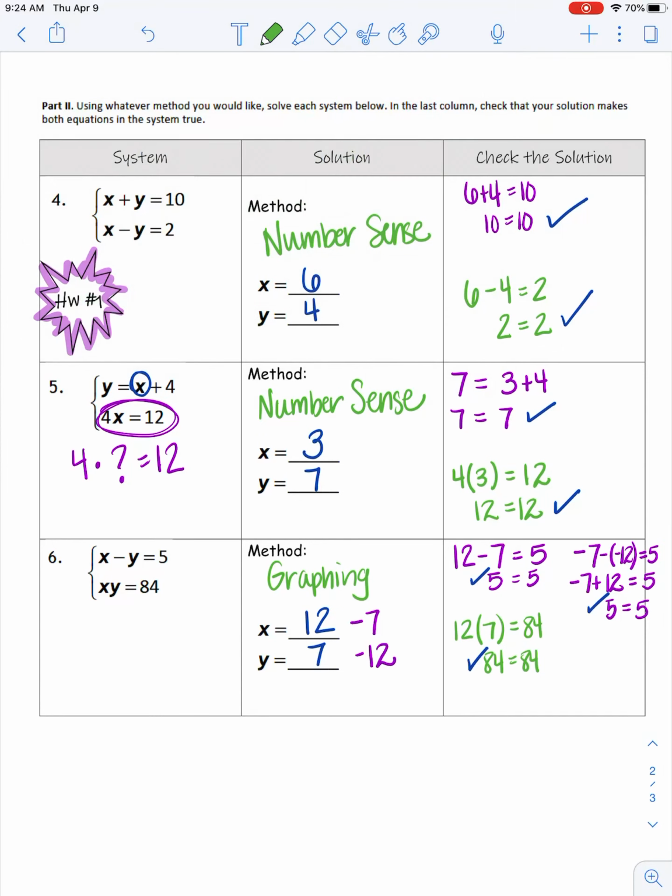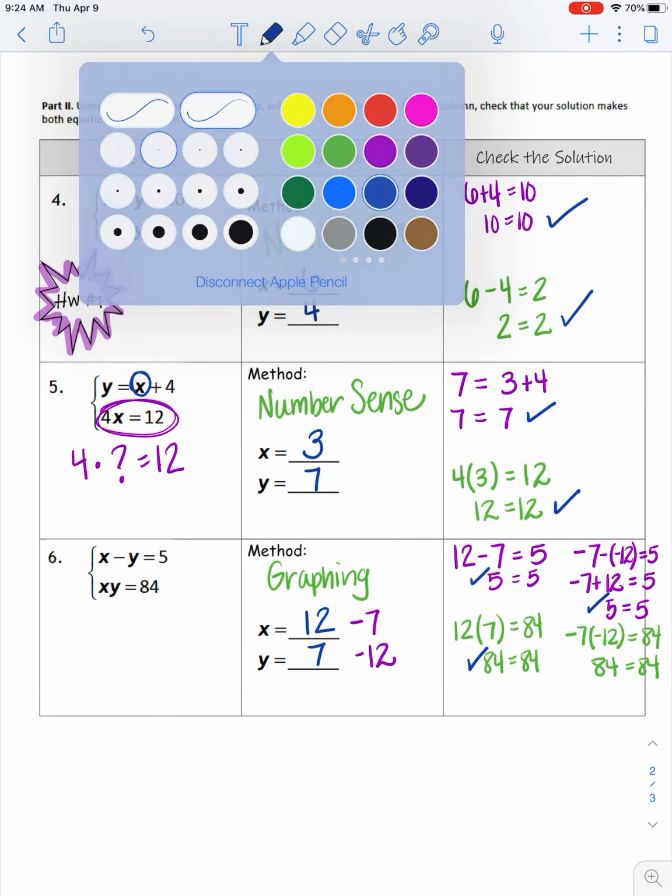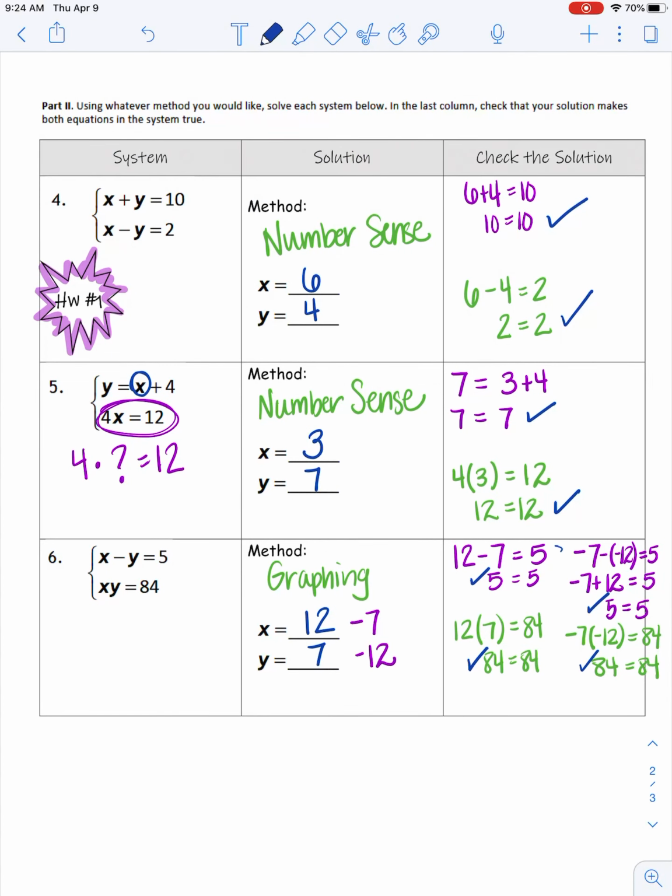Let's check it with our second equation. So I have x is -7. And I have y is -12, and I want to know if that's 84. And when I take a negative times a negative, I do get a positive. So 84 equals 84. So in this system, and I'm actually going to split this in half here so you can see, there we go, we have two different solutions. In this system, we actually have two different solutions.